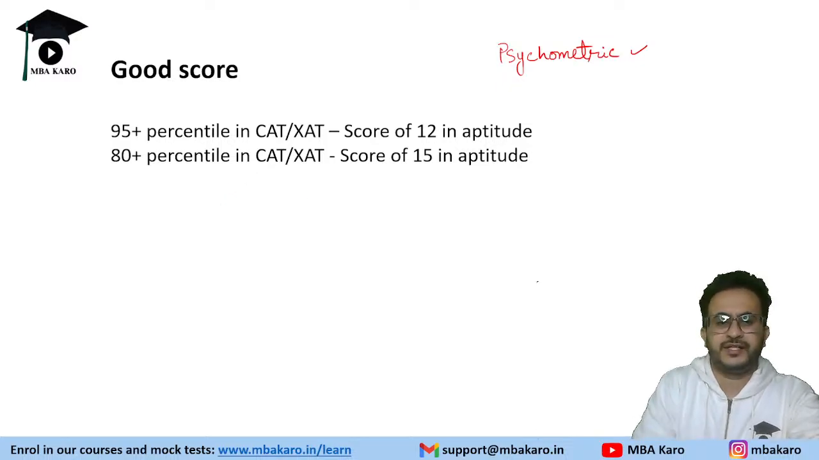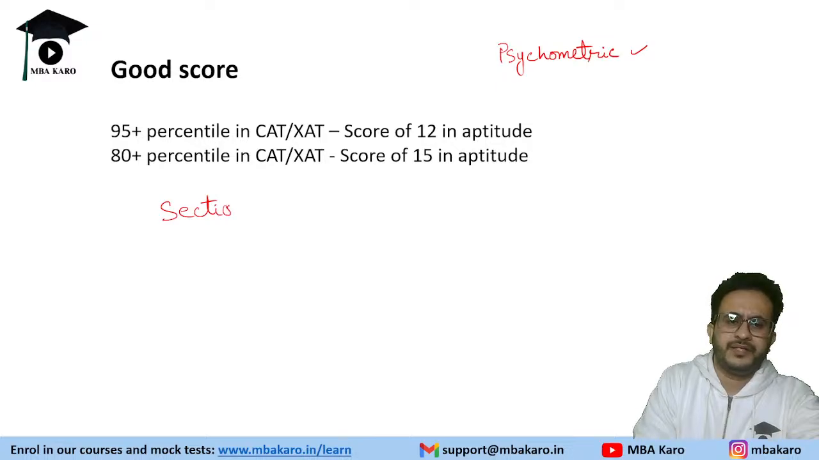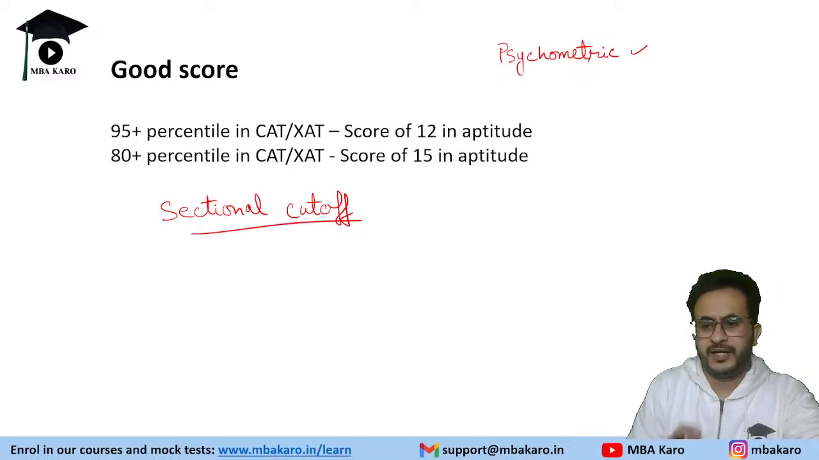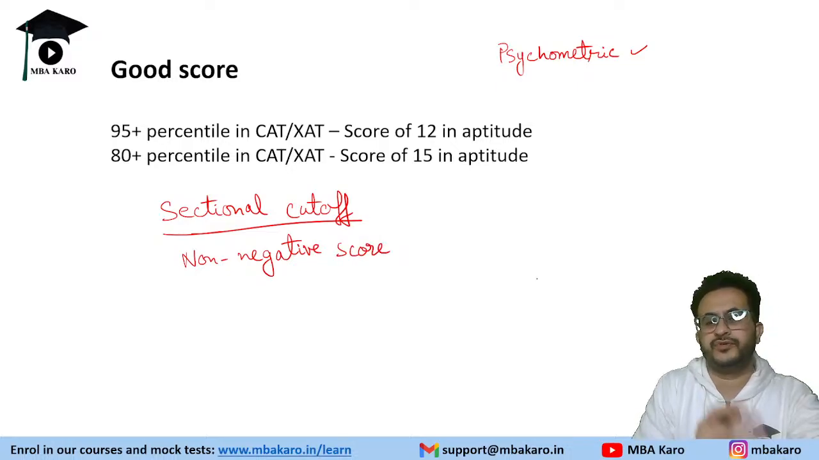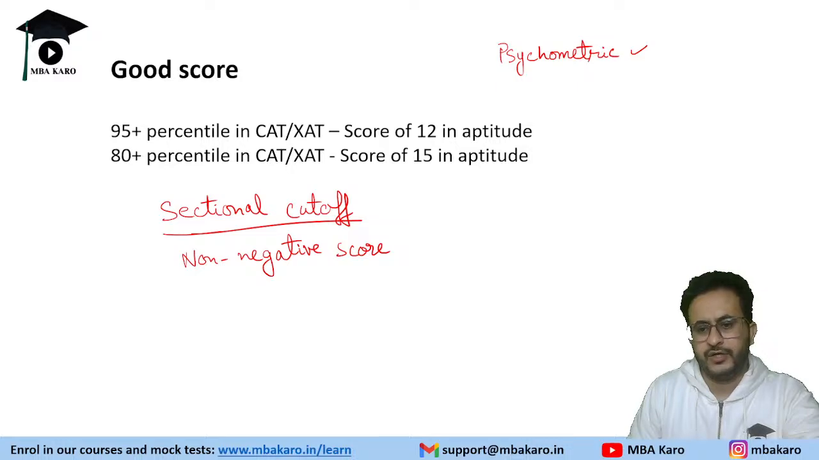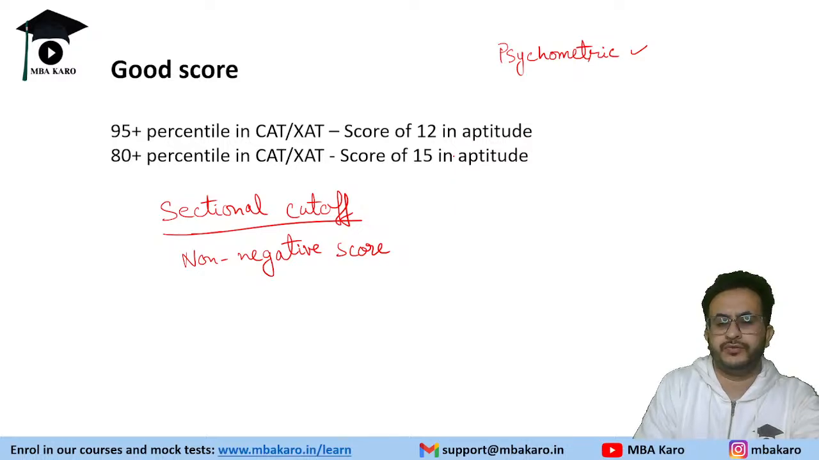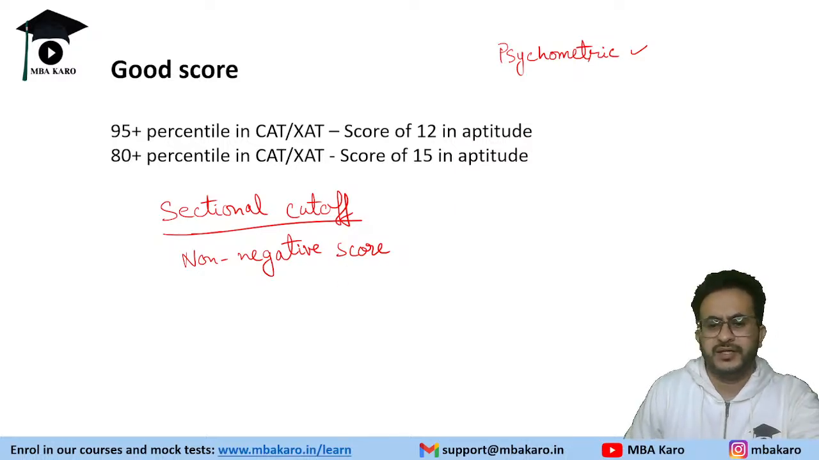Now, sectional cutoffs they do not explicitly mention. They do not say this is the sectional cutoff, but people just say that you should have positive or non-negative numbers. You can have zero also. So a non-negative score in sections, but how true that is, nobody knows. People who have reported negative scores say that they did not get a call in the past. So possibly you need some positive score, or even zero would do. Overall, you should get a score, and the sectional score should also be of this kind.